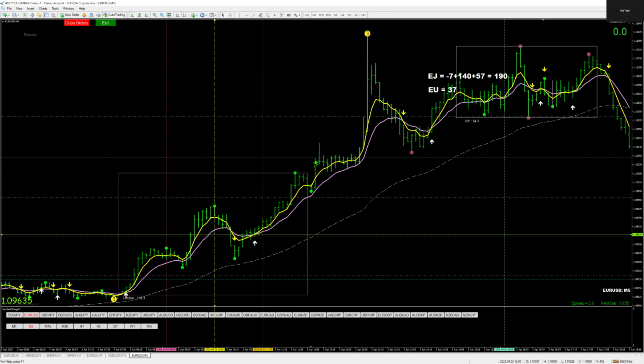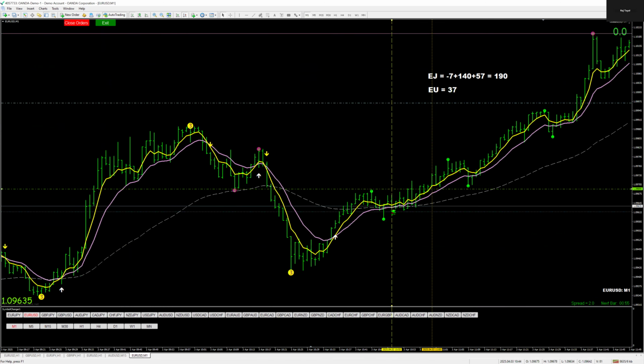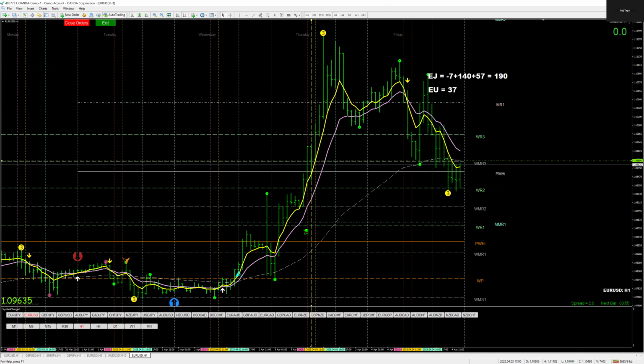Let's look at the 5. And the 5 gives us a fresh cross. And let's see if the 1 follows suit. It doesn't, because of the breakout trade, so the 5-minute was good. And this entry, this is an exit here for 80 pips.